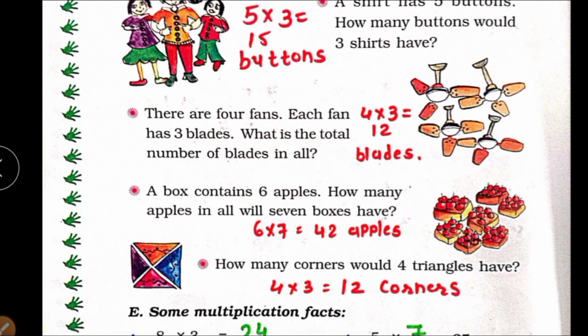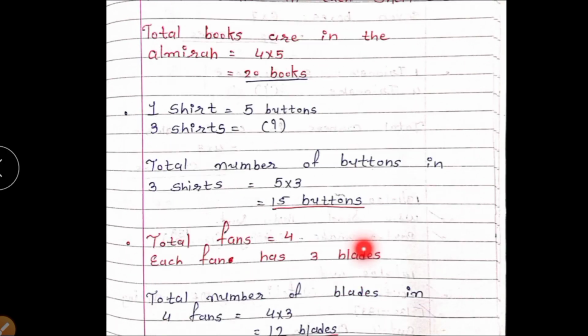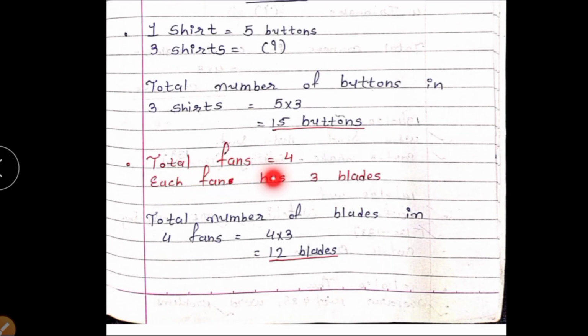1, 2, 3, 4. Each fan has 3 blades. 1, 2, 3. What is the total number of blades in all? Okay, let's count. 1, 2, 3, 4, 5, 6, 7, 8, 9, 10, 11, 12. Okay, so let's write. Total fans equal to 4. Each fan has 3 blades. So total number of blades in 4 fans equal to 4 multiplied by 3. 4 3s are 12 blades.